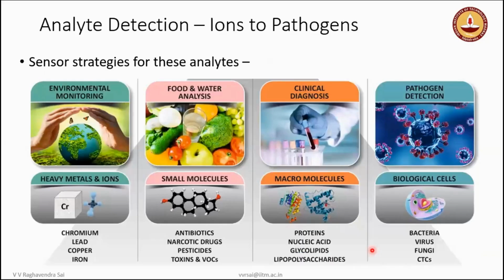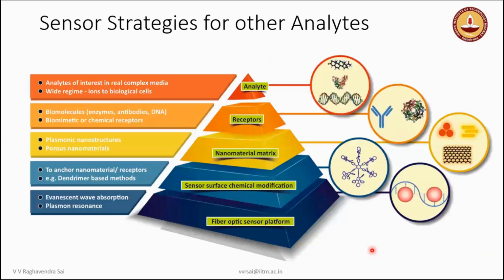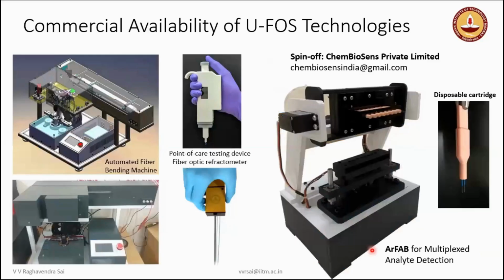So with this platform, we actually have developed various applications, sensors for various analytes, starting from ions all the way to pathogens. So today, however, we'll discuss about biosensing, especially COVID sensing. What earlier you have seen, how the fiber was bent using a candle flame, we have automated over the last 3 years. So this is the fiber bending machine that we have realized in the laboratory and transferred to our startup. It can make about 100 probes in an hour.